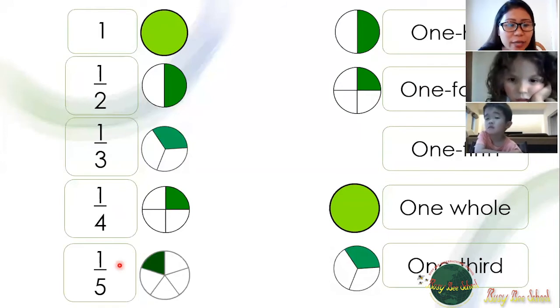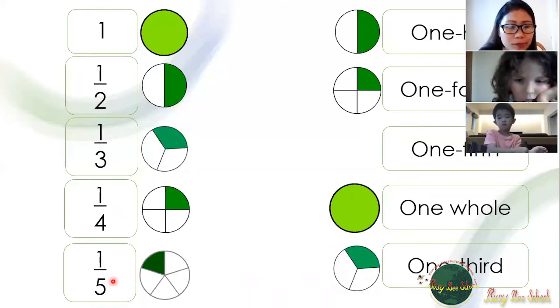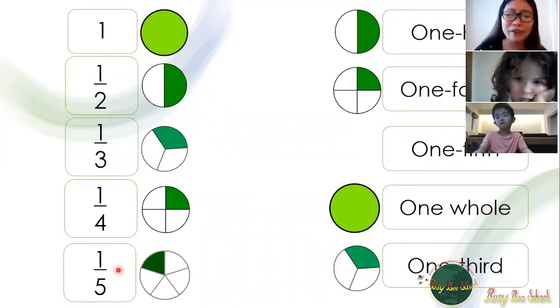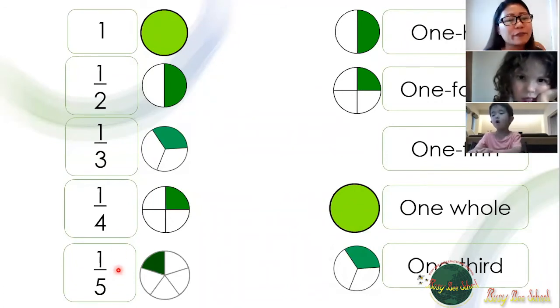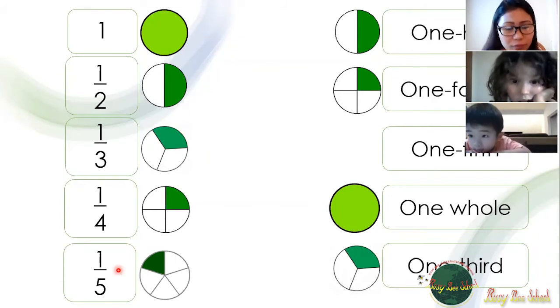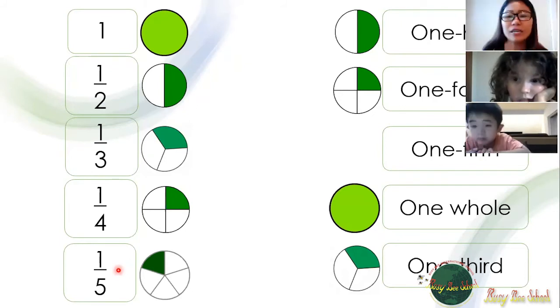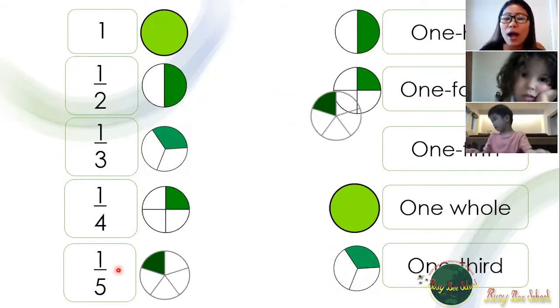Next, Kushi. One fifth. Good job. So you spell one fifth. O-N-E F-I-F-T-H. Great, Kushi. One fifth.